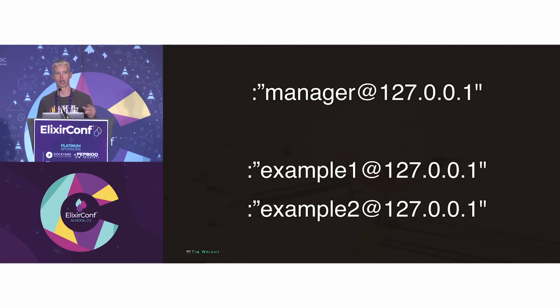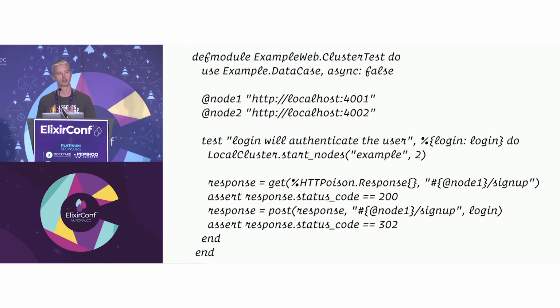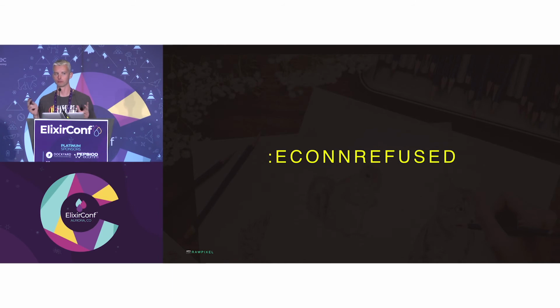Long story short, I threw out the ConnCase tests, spun up HTTPoison. I started using get and post with HTTPoison. Let's get into those tests. So I'm just doing get and post, hitting the URL directly with the port 4001 or 4002, and I hit another error. econnrefused. Turns out you need an actual server running.